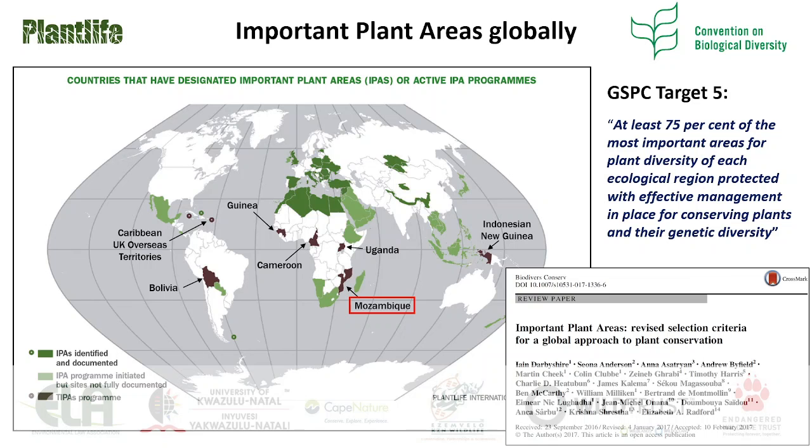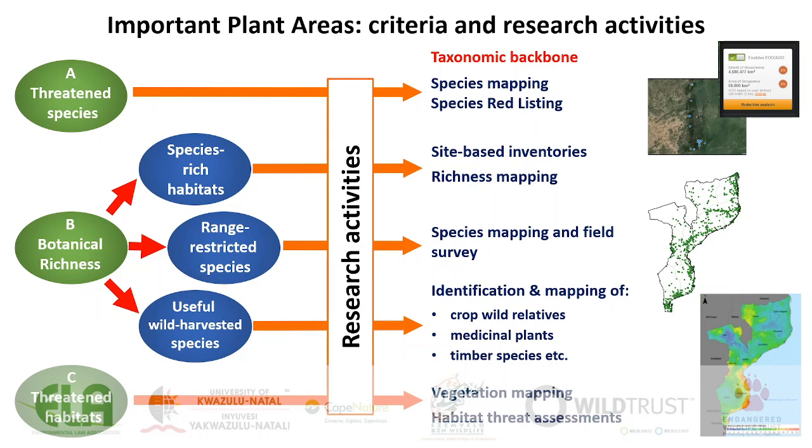IPAs provide an important contribution to the Global Strategy for Plant Conservation under its 2020 targets, specifically under Target 5, which aims to protect and effectively manage at least 75% of the most important areas of plants globally. For a site to qualify as an IPA, it has to meet one or more of 3 criteria: the presence of threatened species, threatened habitats and exceptional botanical richness.